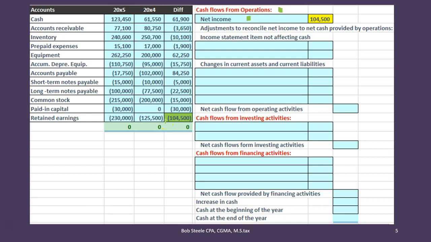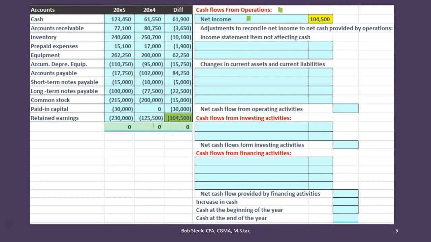Therefore, that retained earnings amount here, this increase from 125.5 to 230, must be partially due to net income, mainly due to net income. So that change in retained earnings is probably net income. Note that in this worksheet, I'm always going to flip the sign. That's just a conformity of this worksheet. So whatever the sign is here, this is a negative indicated by the brackets, we're going to flip the sign over here. So we're going to start with net income, which is a positive 104,500.